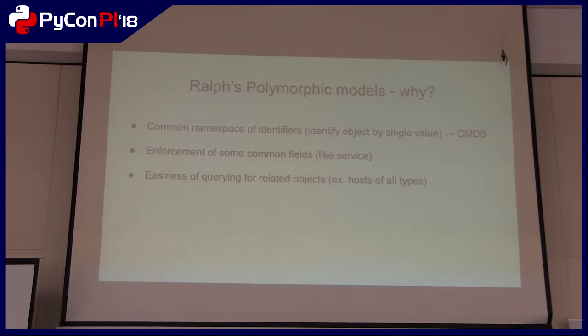This parent model will enforce some common fields like name, service, and so on. And we wanted to have some easiness of querying for related objects. For example, we want to include in the result only hosts of some particular types, which are models by themselves, but somehow union this result into one query set.